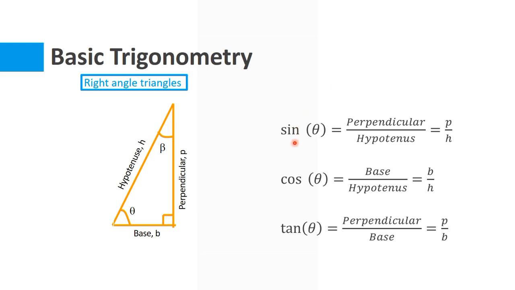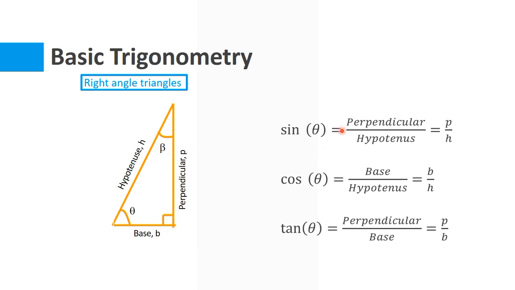The equations which I have written down over here are with reference to the angle theta. As I have already discussed, if this is the angle theta and this is our reference angle, then this side which is adjacent to this angle and to the 90 degree angle would be the base, this side would be the perpendicular, and the side which is opposite to the 90 degree angle would be the hypotenuse.